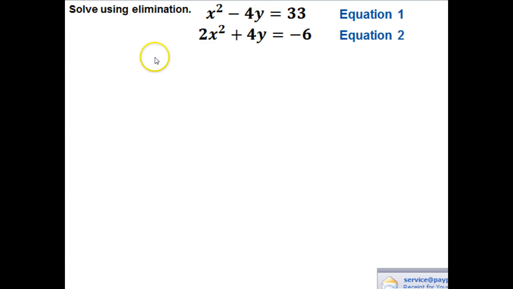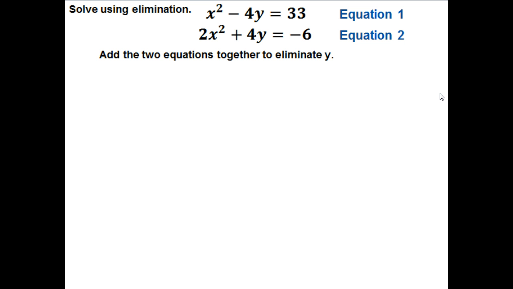This one we're asked to solve using elimination. Okay, and this one looks a little bit different only because it's a quadratic. We've got an x squared here, but we're going to follow the same rules. We're going to use the same process that we used in previous examples. We're going to just simply add these two together. I can see that I've got a negative 4y and a positive 4y here. If I add those two together, my y disappears, and so that's what I'm going to work on right now.